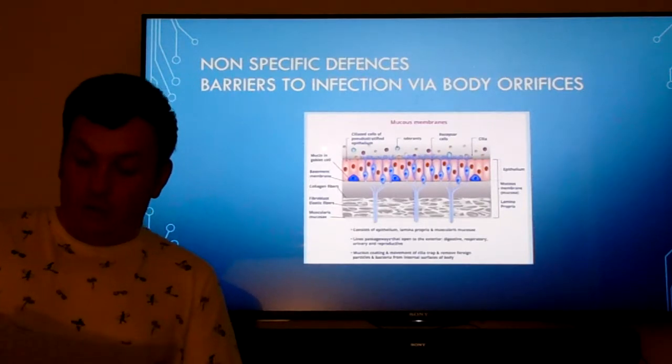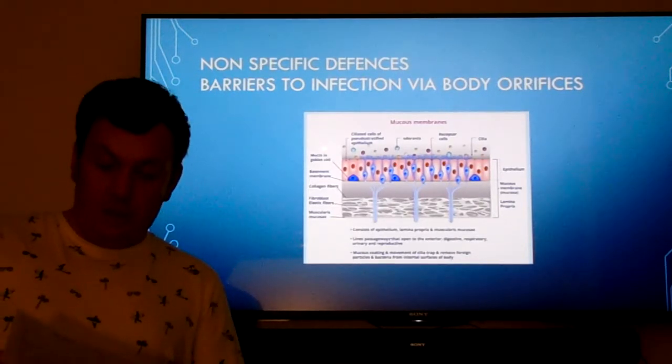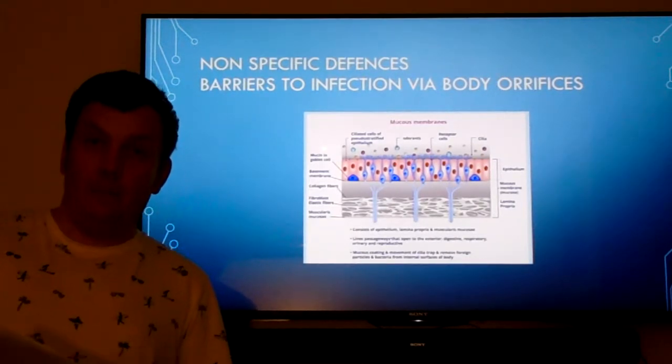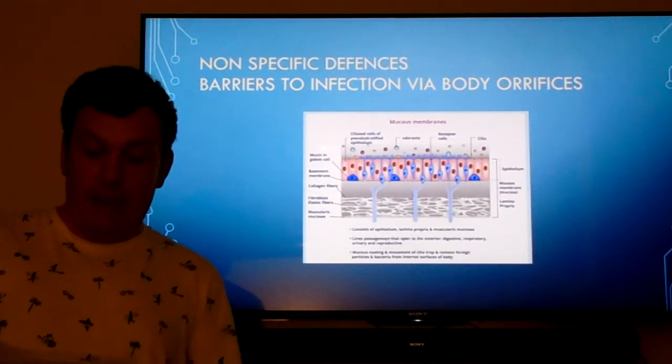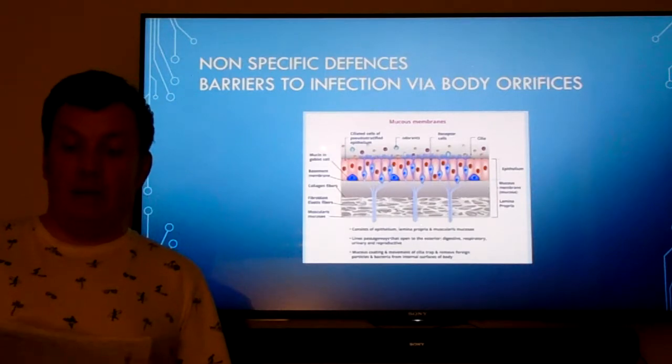The vaginal tract again contains bacteria to help keep bad bacteria at bay, and it's also a very acidic environment.